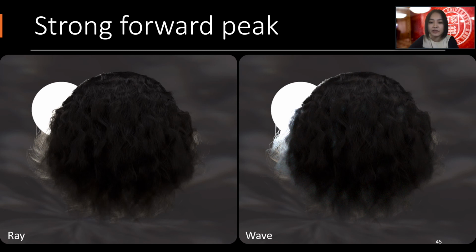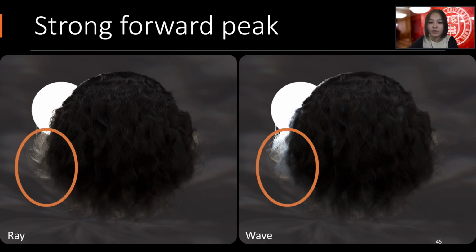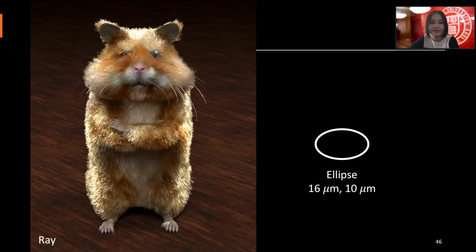This scene contains an elliptical curly black hair under an environment light and an area light. The wave result produces softer and brighter highlights on the edges of the model, which can be observed from the backlit scenarios. These figures showcase an animal fur rendering. The hamster fur is textured using 6 different kinds of elliptical fibers with different color. The wave results has softer highlights and has more overall translucency.